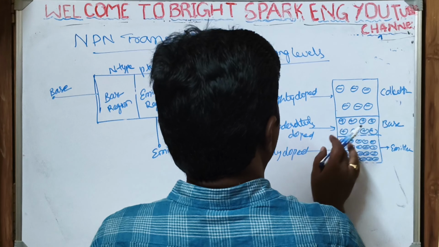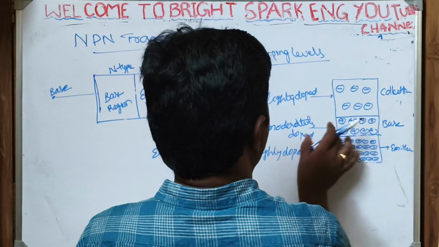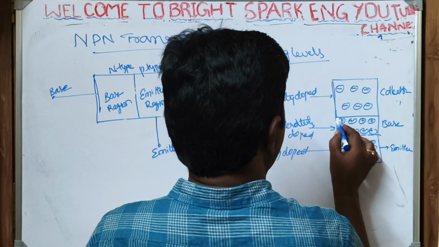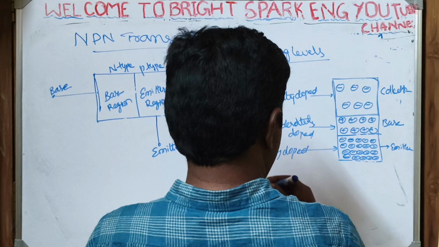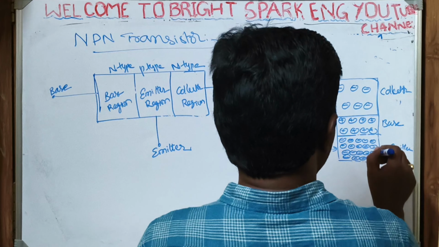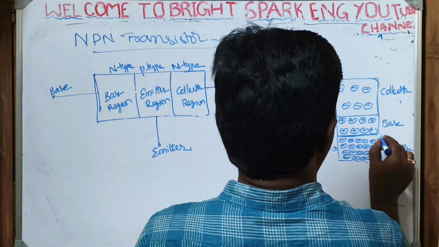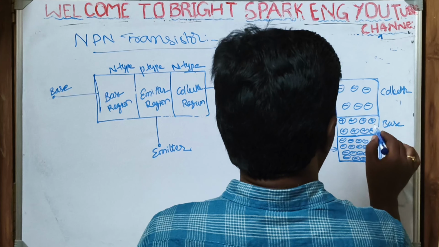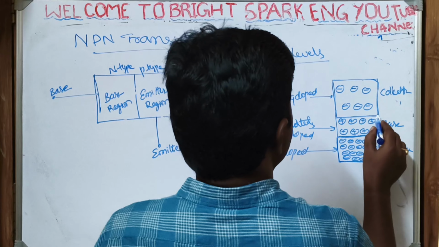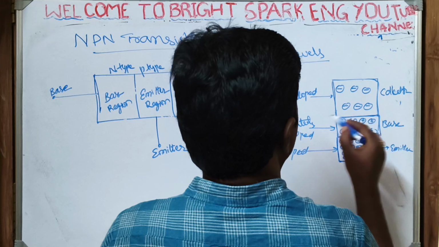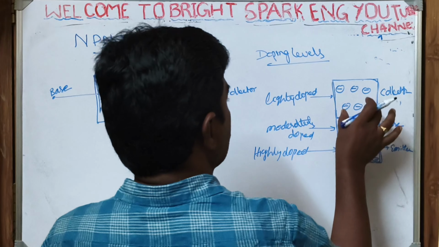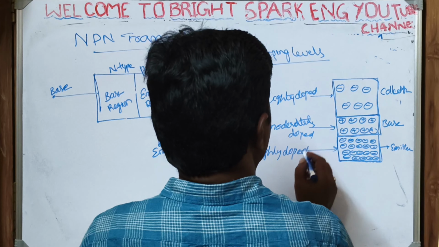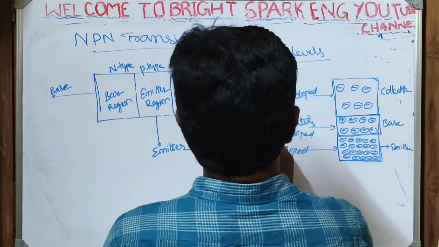Collector is lightly doped. Base is moderately doped. Emitter is highly doped. Comparing areas, the area of collector is more compared to base and emitter. Emitter is just less than the collector. Base is very narrow compared to both. This is large area, this is moderate area, this is a very narrow, thin area.